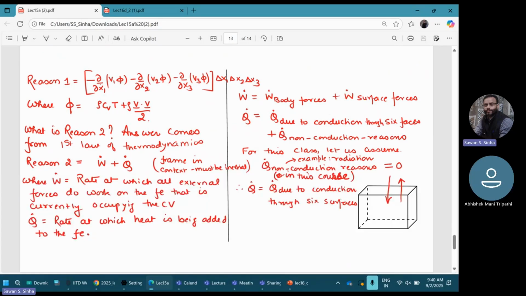But for this class, let us assume that the non-conduction regions are zero. Again, for civil engineering problems, I can't think of a case in which radiation is important, because for radiation, as you know, the temperature has to be very, very high. तभी radiation significant होता है. Okay. So we will focus only on conduction. Q due to conduction through six surfaces. That's what we will try to bring in. That's the physics we will try to bring in.